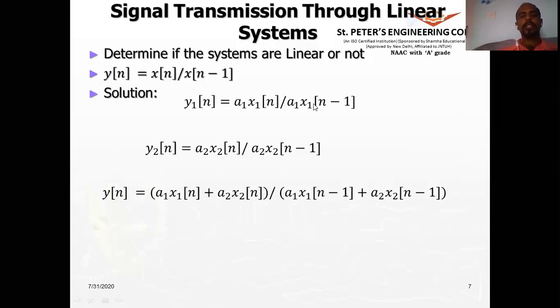So the denominators will not be the same in the y of n and y1 of n, y2 of n. So the denominators will be different. So therefore, the total response y of n is not equal to the sum of the individual responses y1 of n plus y2 of n. So therefore, the system is not a linear system. So I hope you are understanding and will be able to solve more problems using this concept. So you have to simply understand what is the operation being performed on the input signal.